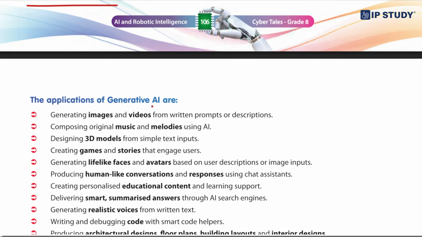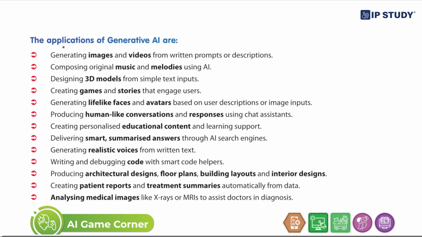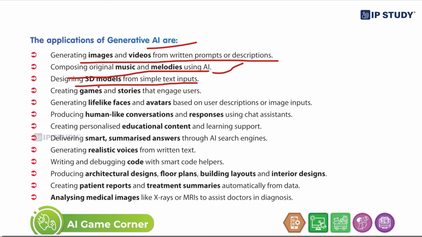So, move ahead. Now see the applications of generative AI. Generating images and videos from written prompts or descriptions. As we have seen, we just have to give it a prompt in natural language and it will generate an image and video, any kind of form that we want. Composing original music and melodies using AI. So, it can create original music and melodies, which shows its creativity also. Designing 3D models from simple text inputs. It can create 3D models also based on our simple text, which shows its technological knowledge.